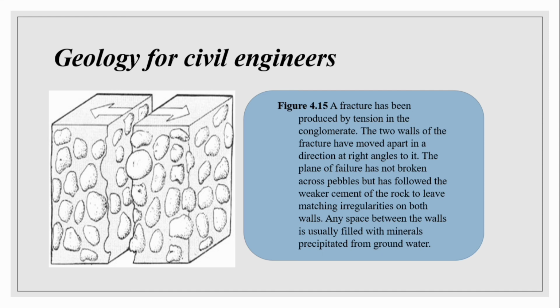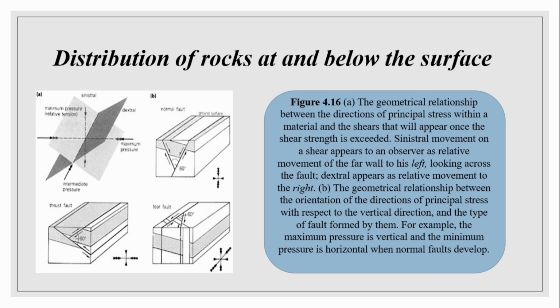Next is figure 4.16. It shows the geometrical relationship between stresses within a material and shears that occur once the shear strength has been exceeded. On a shear, sinistral movement is viewed as the relative movement of the far wall to the observer's left when he looks across the fault. Dextral movement is viewed as a relative movement to the right.